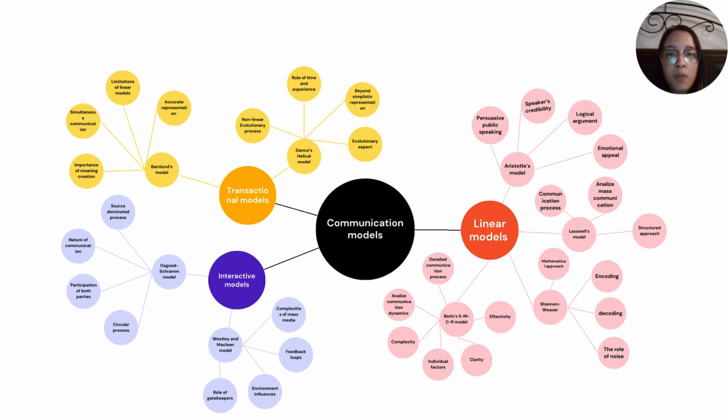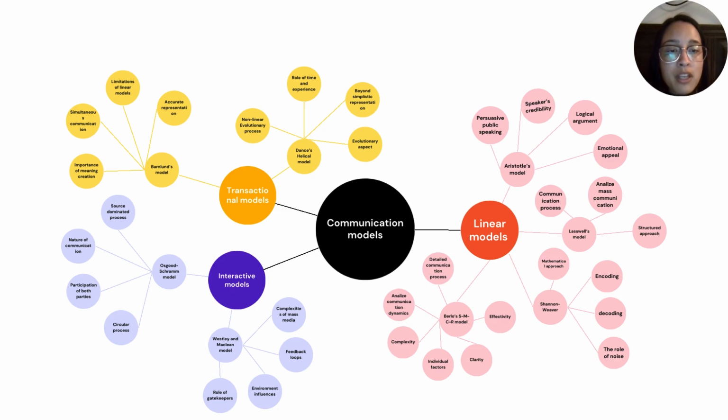The Osgood-Schramm model looks at reciprocal communication, showing how we have to encode, decode, and interpret information in real time. It could apply during a conversation, and the main components are encoding, decoding, and interpreting. The model is a circular approach that focuses on the dynamic and evolving nature of communication. It has five components: source, coder, message, decoder, and receiver. It could be applied to a professional scenario.